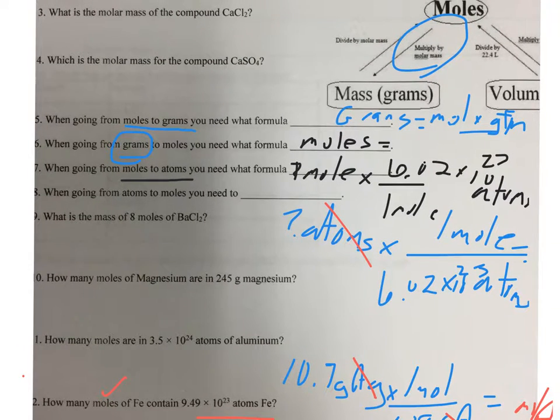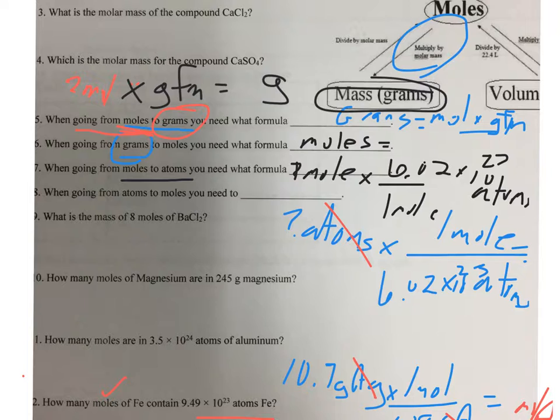Number 5, you're going to look at, it's saying going from moles. That means they're giving you something in moles, and they want you to look for grams. So in other words, what's my formula for grams? The moles times your molar mass. It's going to be the moles times your GFM, your molar mass. Okay? That will give you your grams. Remember, mass is grams. Okay? Very good. Anything else?